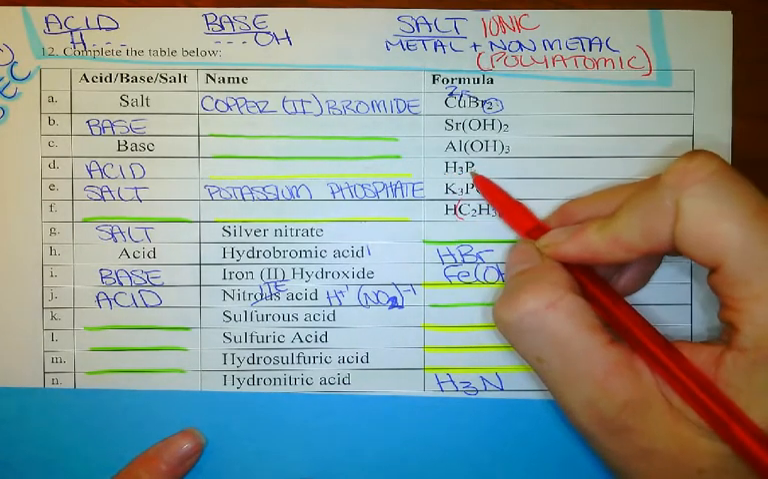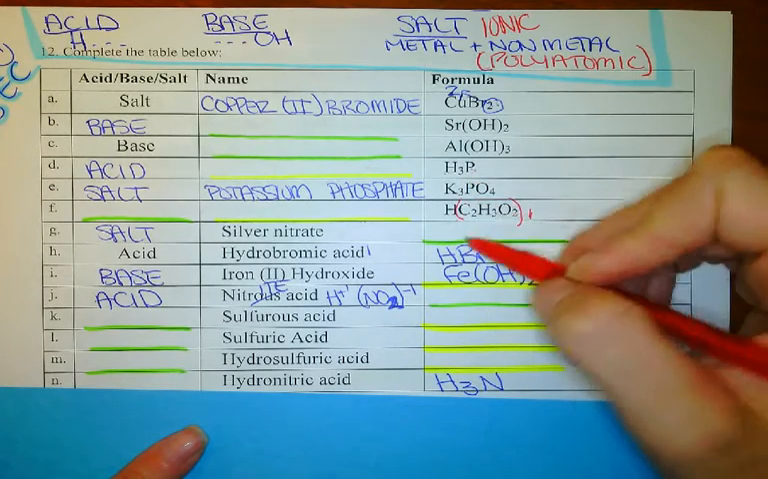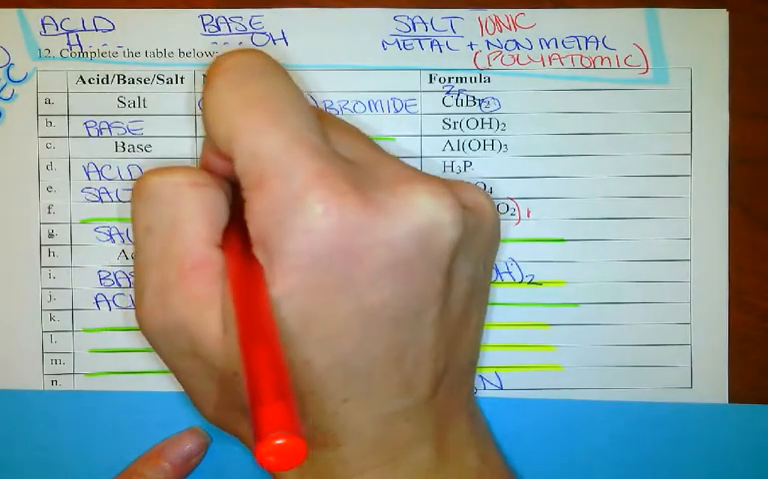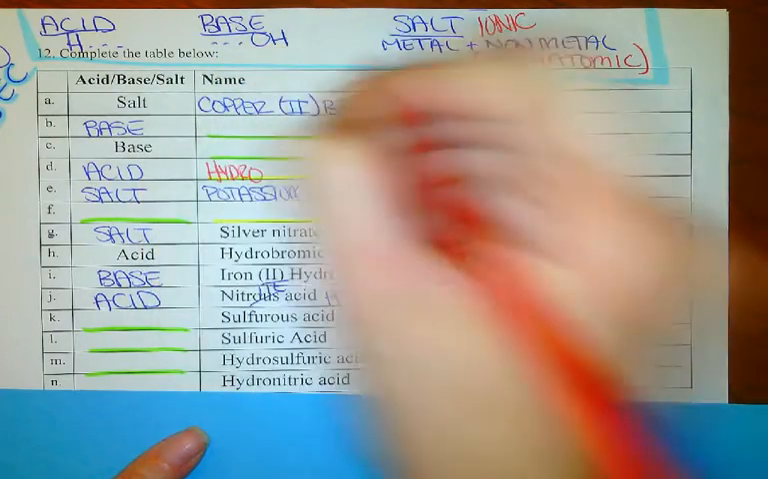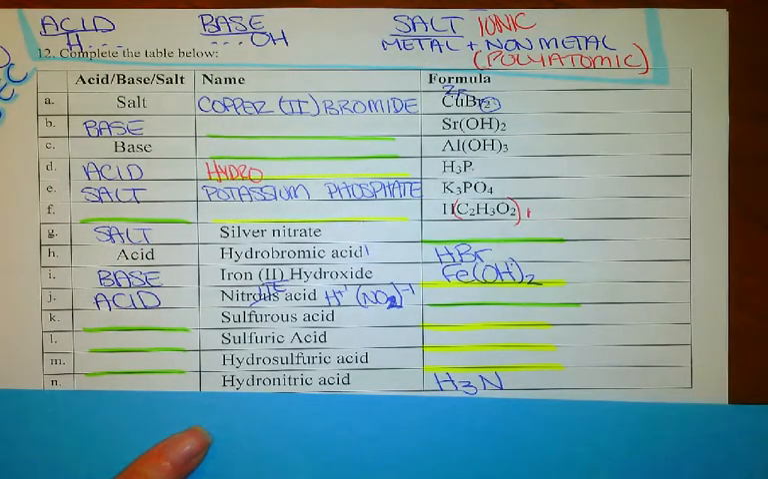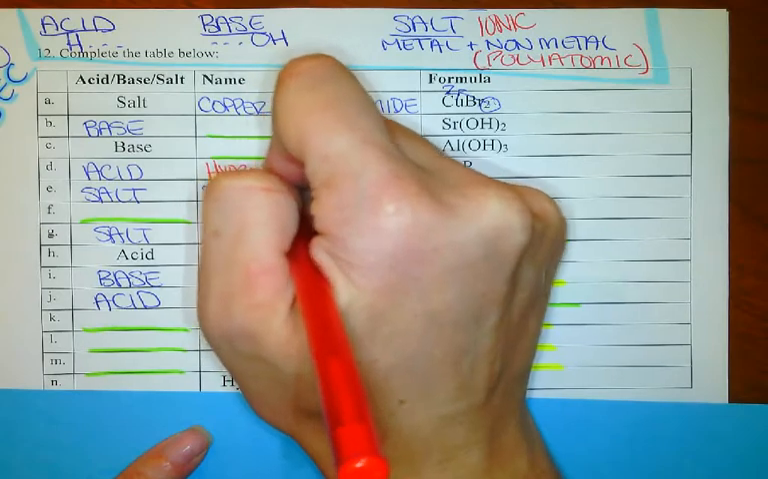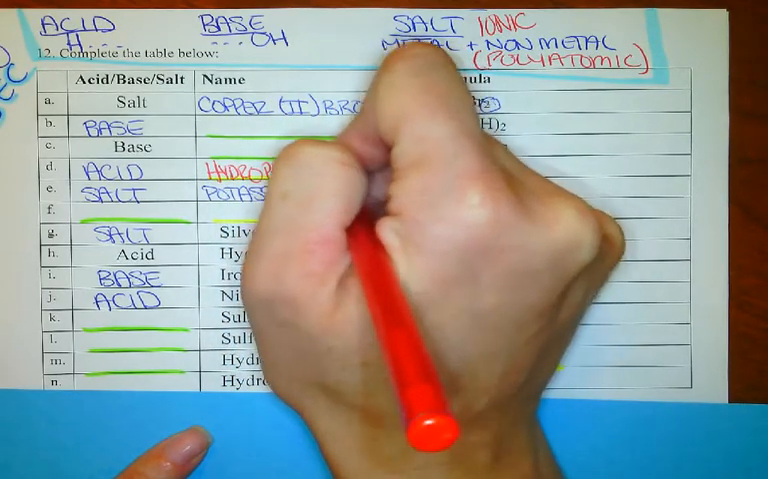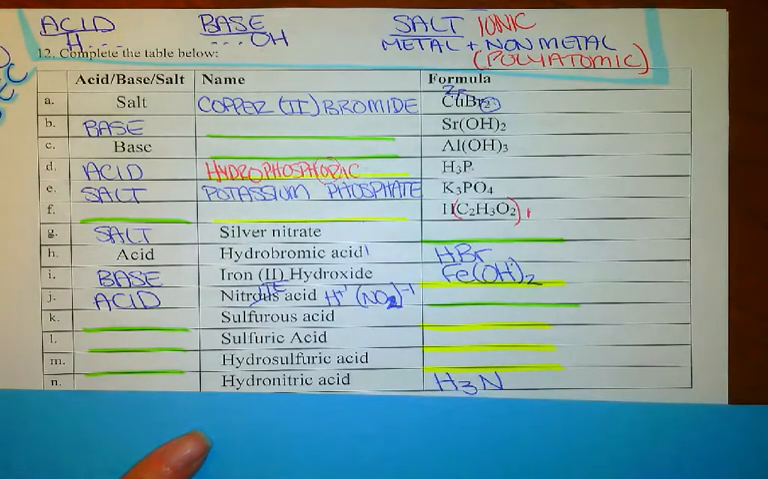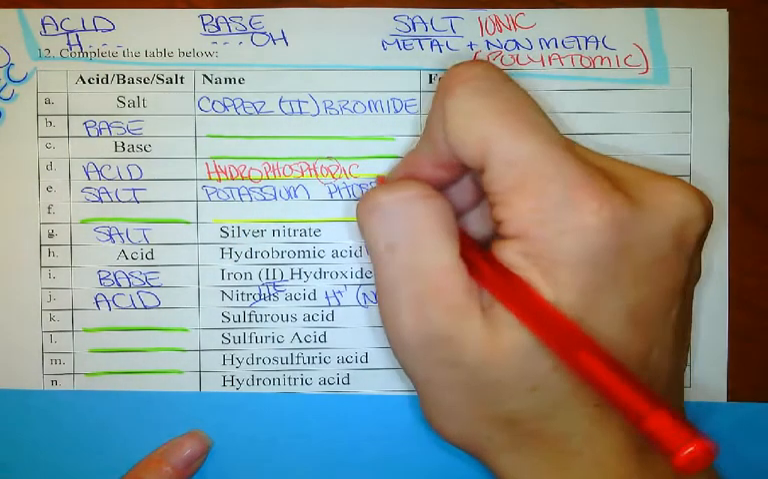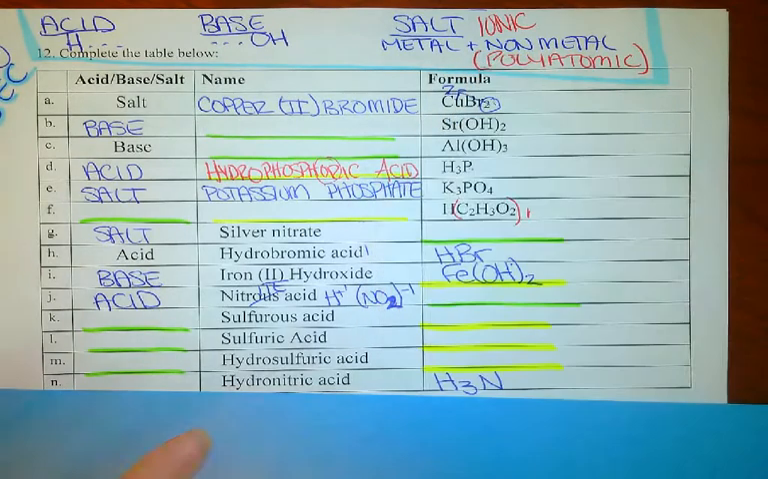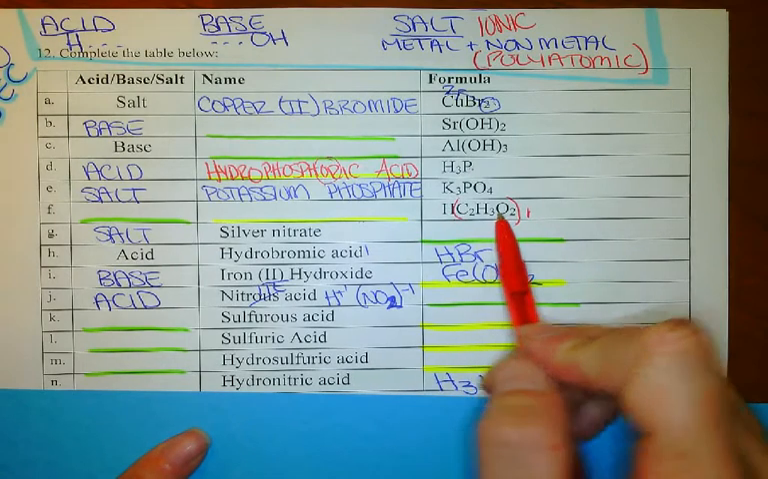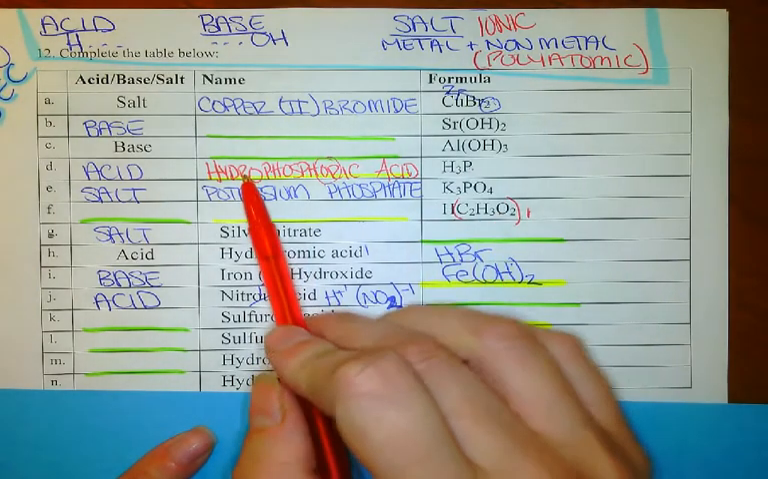So if there's only 2 elements, you're going to call it hydro-blank-ic acid. In this case, it's phosphorus. So we're going to say hydro. Instead of phosphorus, we call it phosphic or phosphoric. Remember, those are extra letters, phosphoric and sulfuric. They get extra letters. And you have to make sure you say acid. Okay, hydrophosphoric acid.